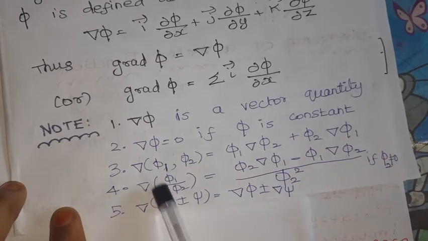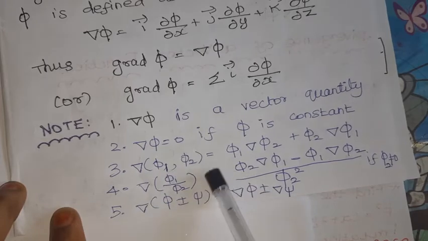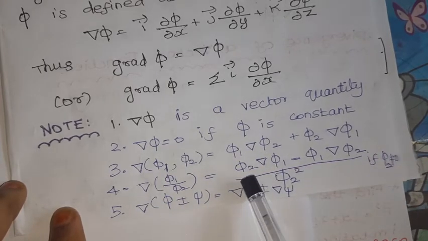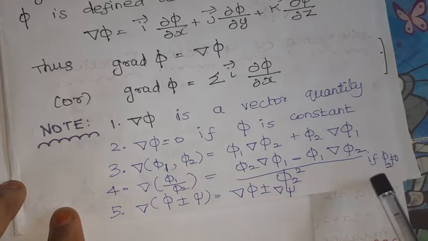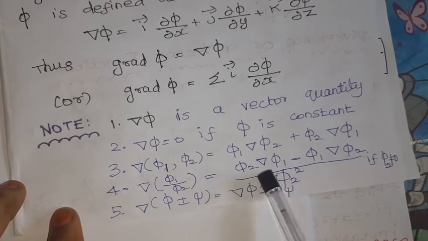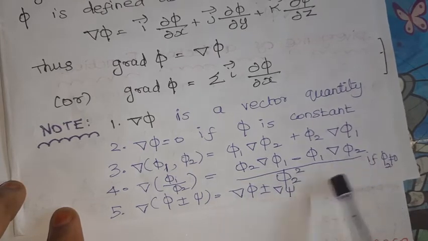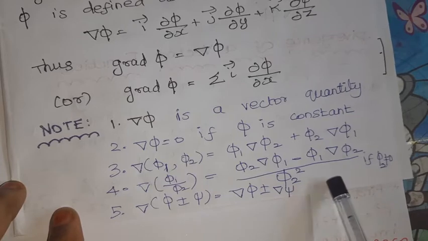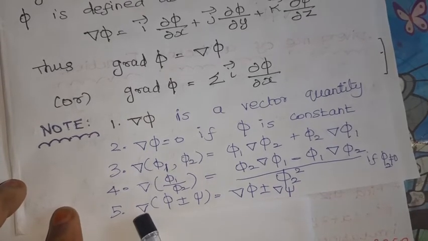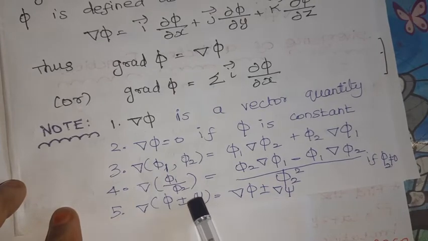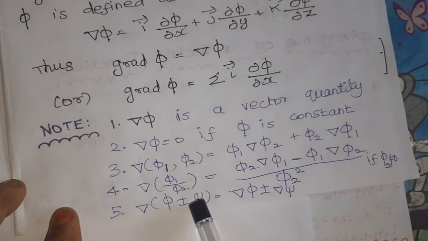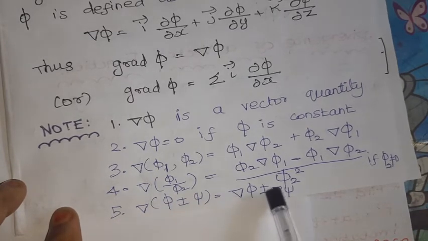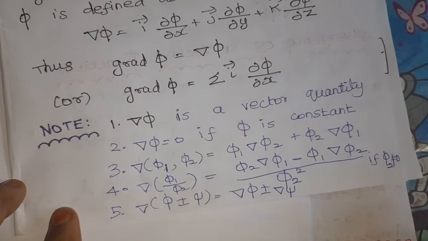Then del of phi 1 divided by phi 2 is nothing but the differentiation of u by v format. What is that? v du minus u dv divided by v squared, where phi 2 is not equal to 0. So, phi 2 into del phi 1 minus phi 1 into del phi 2, divided by phi 2 squared, where phi 2 should not be equal to 0. Then del of phi plus or minus psi is equal to del phi plus or minus del psi. Just a multiplication. Then we will move on to the next one.